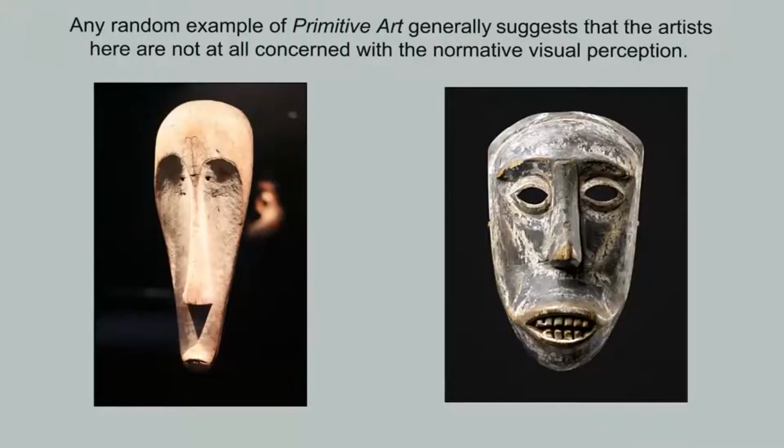But any random example of primitive art generally suggests that the artists here are not at all concerned with normative visual perception, because what you find in these African masks and Iberian sculptures or Iberian masks is that every kind of element, whether it is the pair of eyes or the nose or the mouth or the ears or even the very shape of the head and the face, is very exaggerated. You can even use the term distortion.